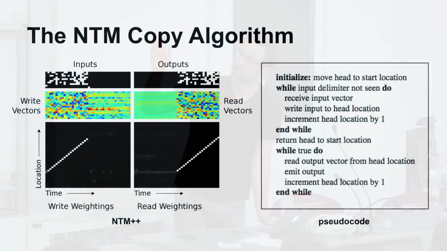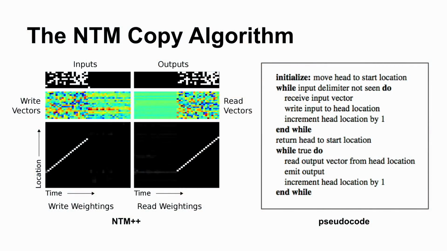Well, we started off with the simplest sequence algorithm we could think of, which is just to copy some information. So we give it an input sequence, which is a whole bunch of random binary vectors, each a vector of size, I can't remember, 8 or 6 or something like that, of binary numbers. And you get a variable number of these vectors. In this case, maybe it's 20 or something like that.